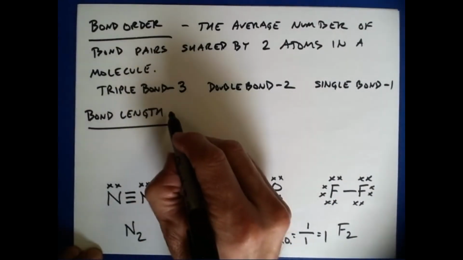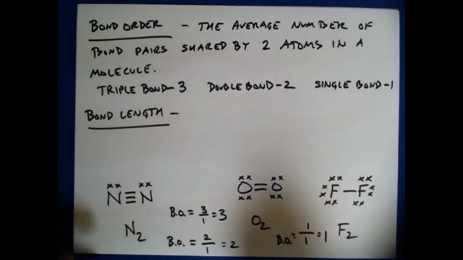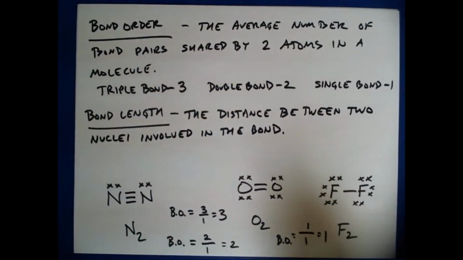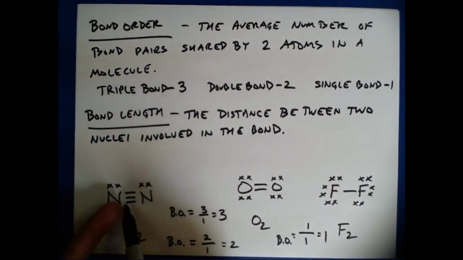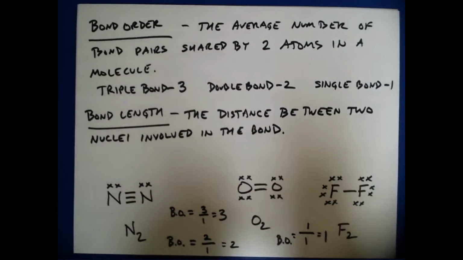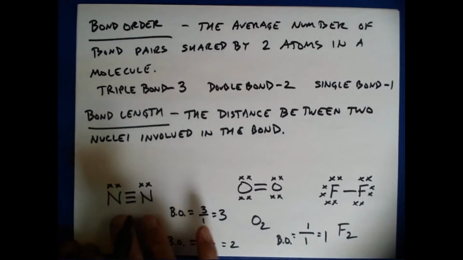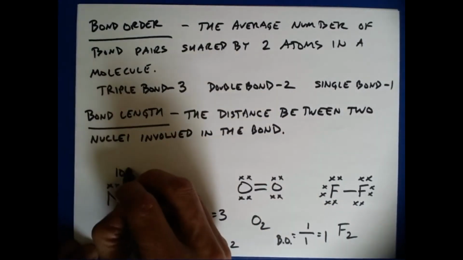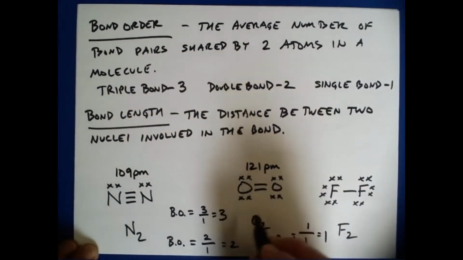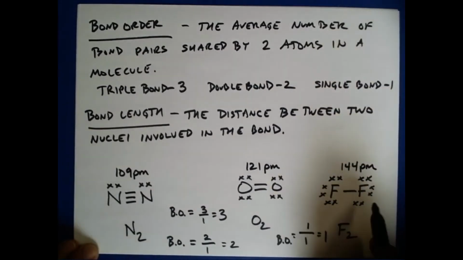Now the bond length is basically the distance between the two nuclei that are involved in the bond. So that's just the distance between the centers of the two atoms involved in the connection, whether it's a triple bond, a double bond, or a single bond. I'm going to go ahead and write the bond lengths for these particular molecules. It's 109 picometers in nitrogen, 121 picometers in oxygen, and 144 picometers in fluorine.